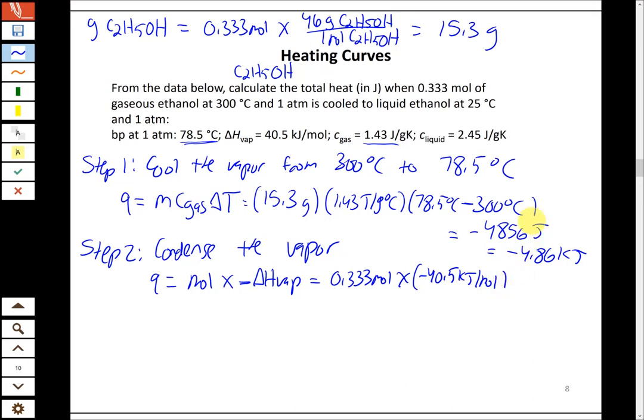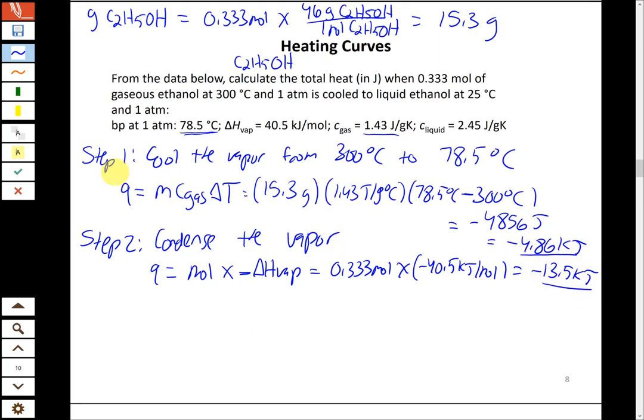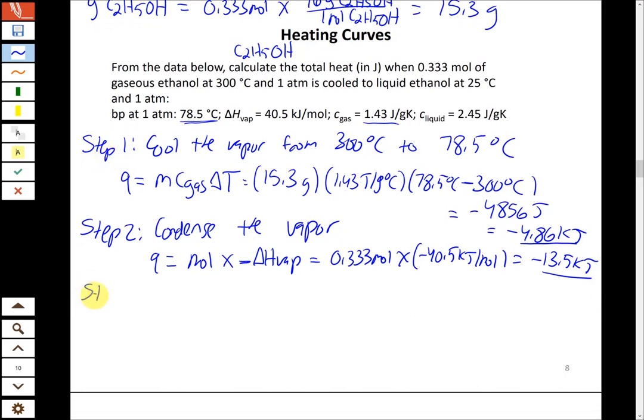And that gives us minus 13.5 kilojoules. Okay, so that's our first number. That's our second number there for condensing. And then finally, the last step is we're cooling this all the way down to 25 degrees Celsius. So it's going to stay in the liquid phase.